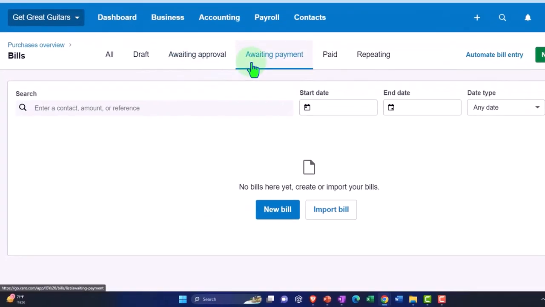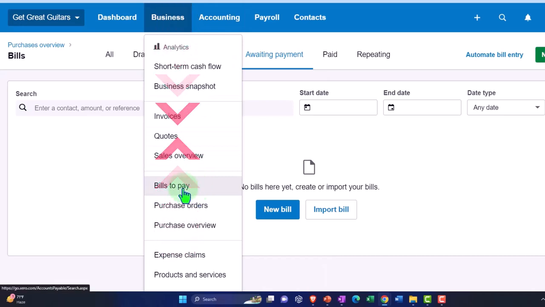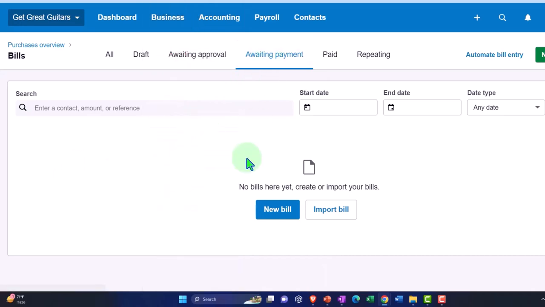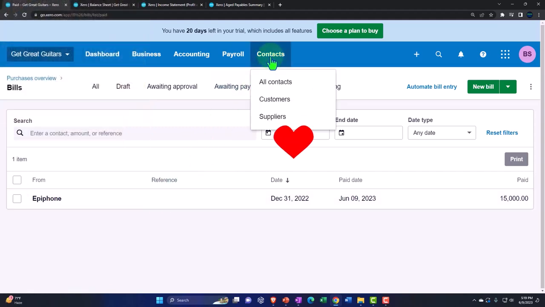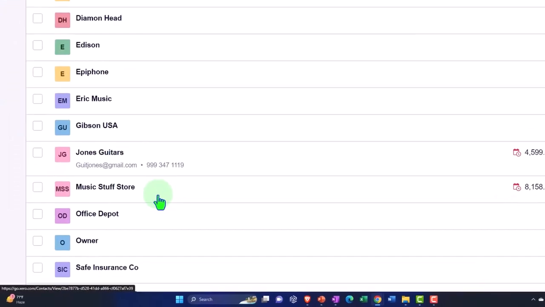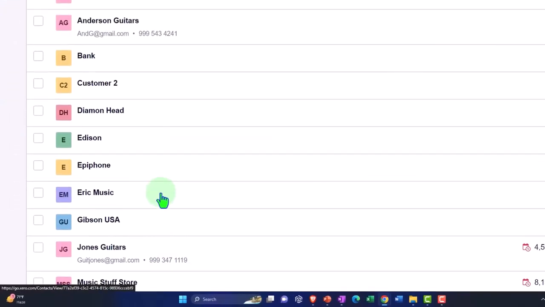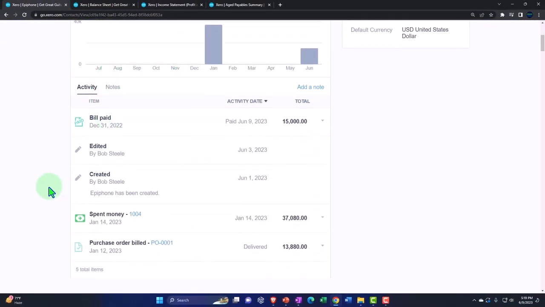And now in the awaiting payments, I'm in the bills area. If I go to the banking, we're in the bills and we're in awaiting payments. Nothing's in it anymore because we paid it. If I go to the paid area, there's the amount there that was paid. That's great. If I go to the contacts up top, let's just go to all contacts, and then I'm going to go down to Epiphone. Epiphone is epic.